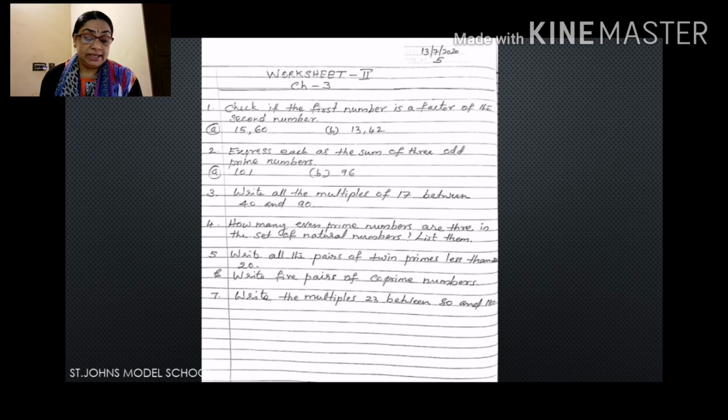Okay. Write all the pairs of twin prime numbers less than 20. From 1 to 20, how many twin prime numbers are there? You just find out twin prime numbers between 1 to 20.